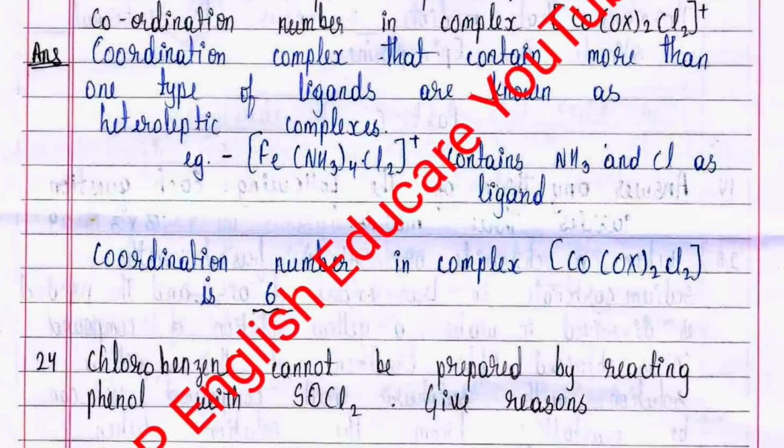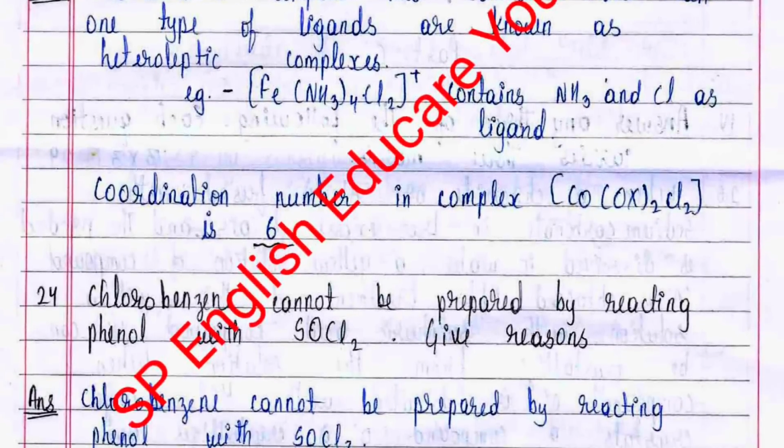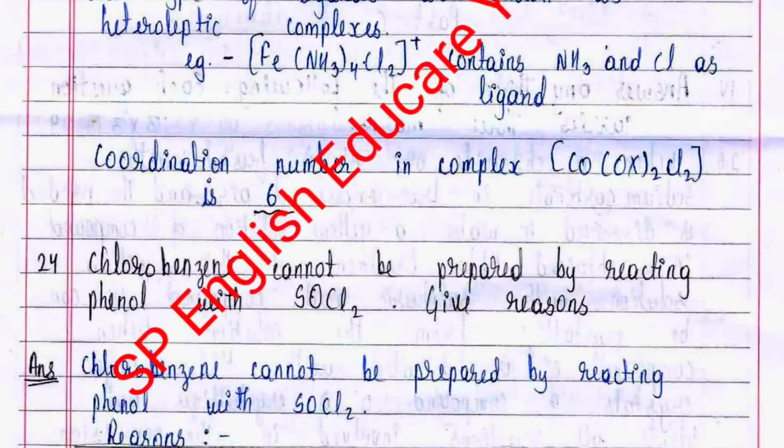Fourth, chlorobenzene cannot be prepared by reacting phenol with SOCl2. Give reason, and the answer is below.